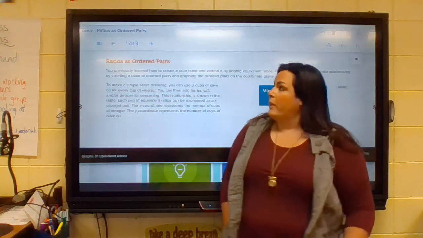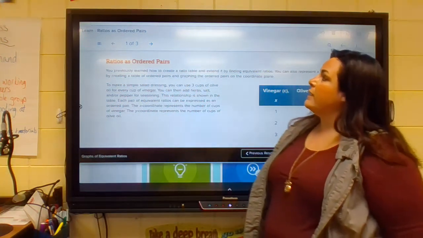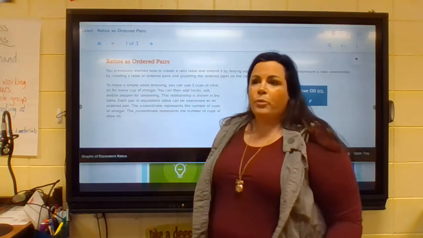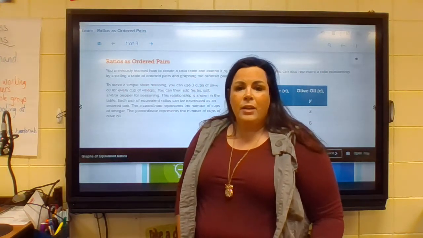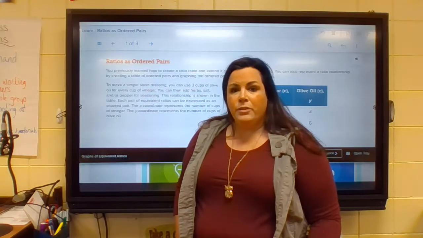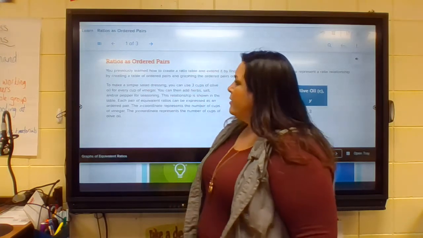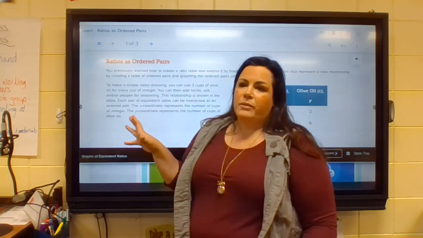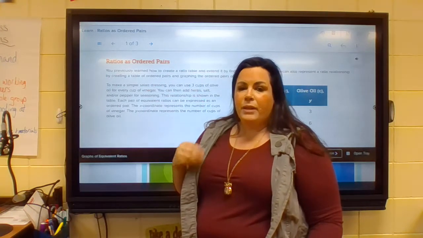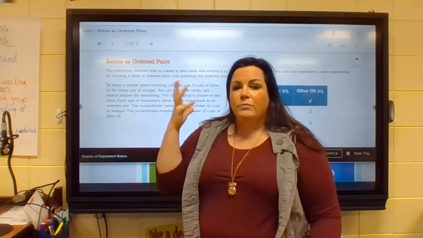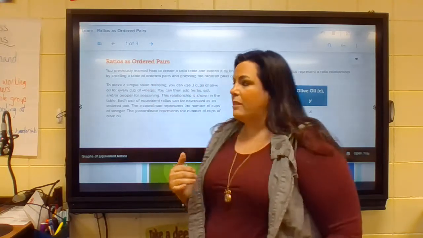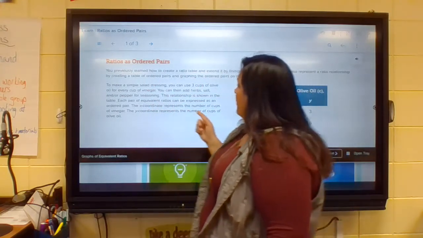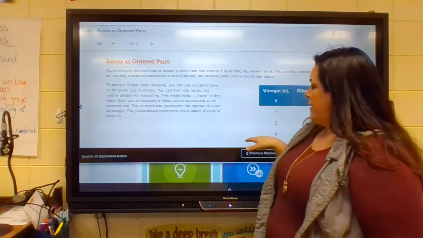Going to be talking about ratios in tables. And we will be making ordered pairs and graphing those ordered pairs onto a coordinate plane. So we talked about tables previously and how to understand what that means and how we can continue to make equivalent ratios using tables. So what we're going to do is kind of continue on the same thing.